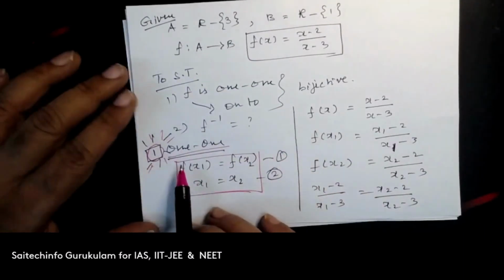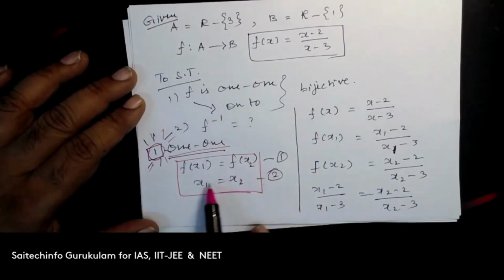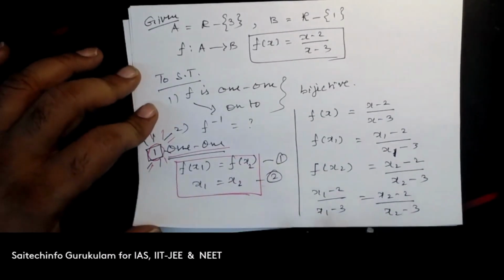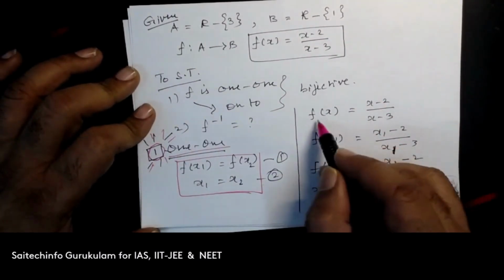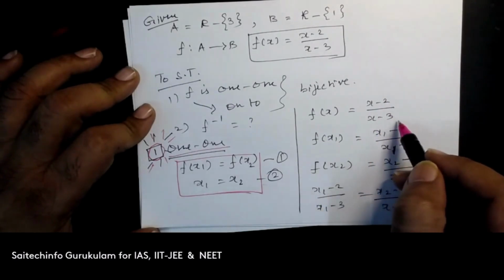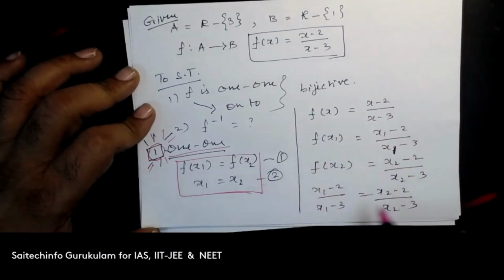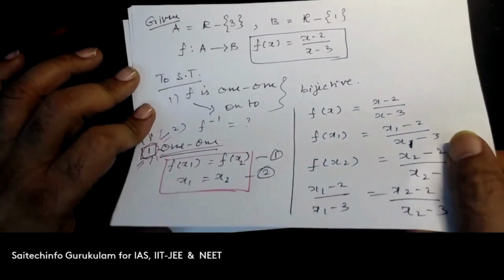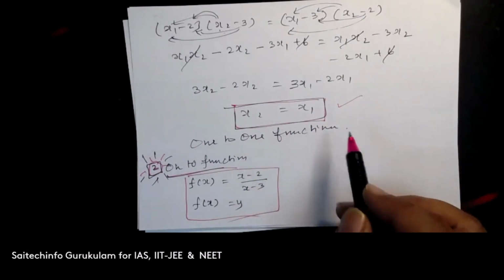The first one is one to one, and the concept is that if f of x1 is equal to f of x2, then x1 is equal to x2. If both these conditions are fulfilled, then it is a one to one function. We have taken f of x as x minus 2 divided by x minus 3, put f of x1 and f of x2, related them and tried to find whether x1 is equal to x2. So we have got this, so it is a one-to-one function.